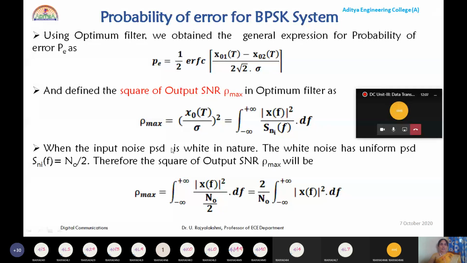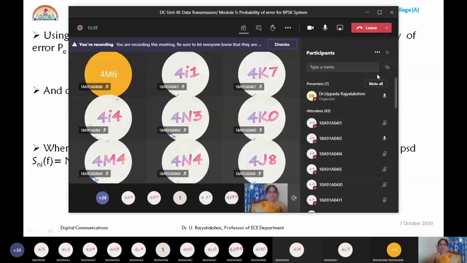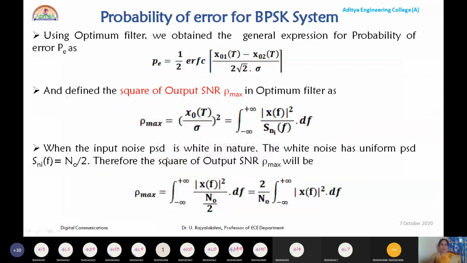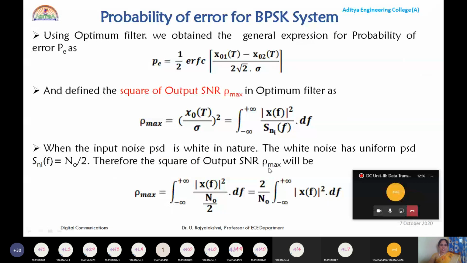Already I told you that if the Gaussian noise is assumed to be white in nature, then white noise has uniform power spectral distribution. So let us assume SNI(f) as N0 by 2. If you assume SNI(f) as N0 by 2, the square of the output SNR, rho max, will be, replacing SNI(f) as N0 by 2 and taking that to the numerator, 2 by N0 integral from minus infinity to plus infinity of mod X(f) square df.